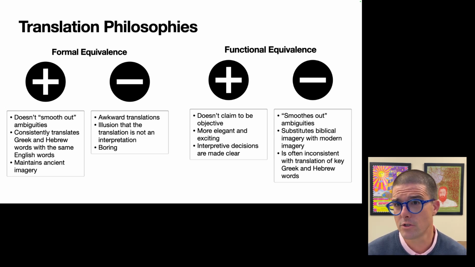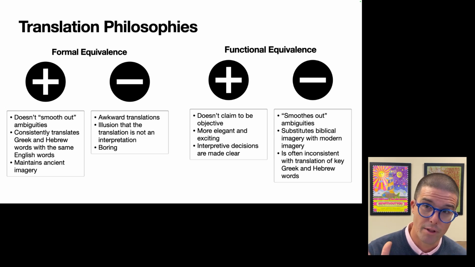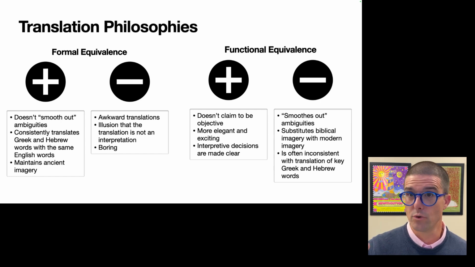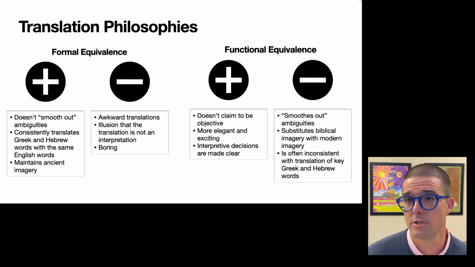The functional equivalence translations are also going to substitute biblical imagery with modern imagery. Sometimes this works really well and in a really beautiful way, but sometimes the Bible-y air, the Bible-ness of the language, is sort of lost in a functional equivalence translation.